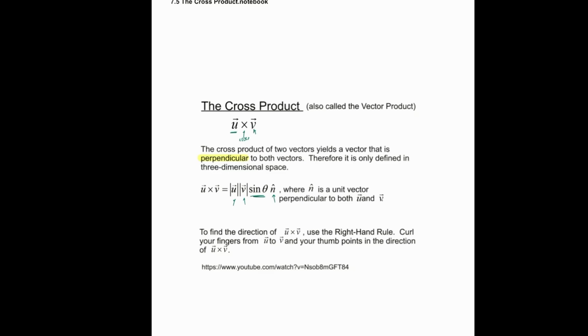If we were doing it the other way and we had our fingers pointed in the direction of V, you would see that you have to turn your hand upside down. So now as your fingers are curling from V to U, your thumb is pointing into the page, and we denote that as the negative direction. So go ahead and watch that other video if you feel you need a better explanation or a visual explanation. And then we're going to dive into what we need to figure out this cross product.